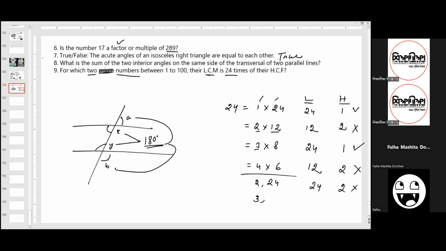We can get 3 and 12. The LCM is actually 12, but the HCF is 1. This is also not our answer. For 8 and 4, the LCM is 8, but the HCF is 4. So our answer could only be here, it is true. That means the pair of numbers, the two numbers, can be 1 and 24 or 3 and 8. বুঝতে পারছি?